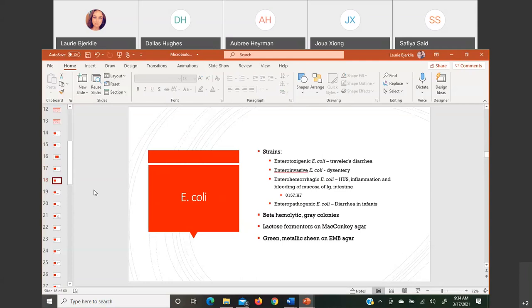It gets a little trickier. But otherwise, wound infections, sepsis is a big one. There are so many things it goes with. It's a big pathogen.